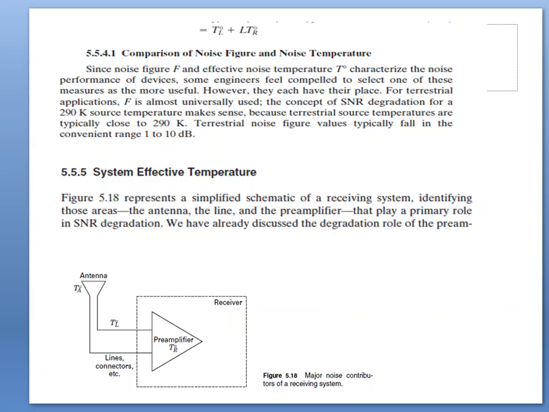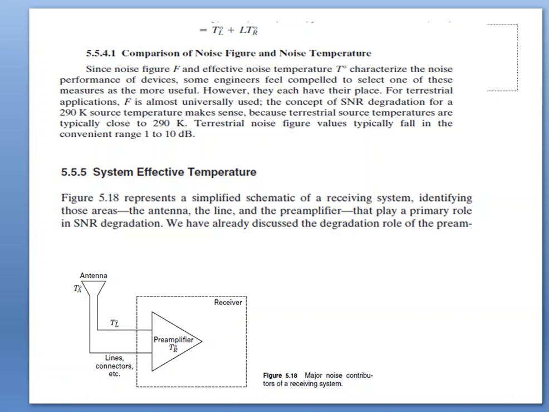The concept of SNR degradation for a 290 degree source temperature makes sense because terrestrial source temperatures are typically close to 290 degrees Kelvin. Terrestrial noise figure values typically fall in a convenient range of 1 to 10 dB.